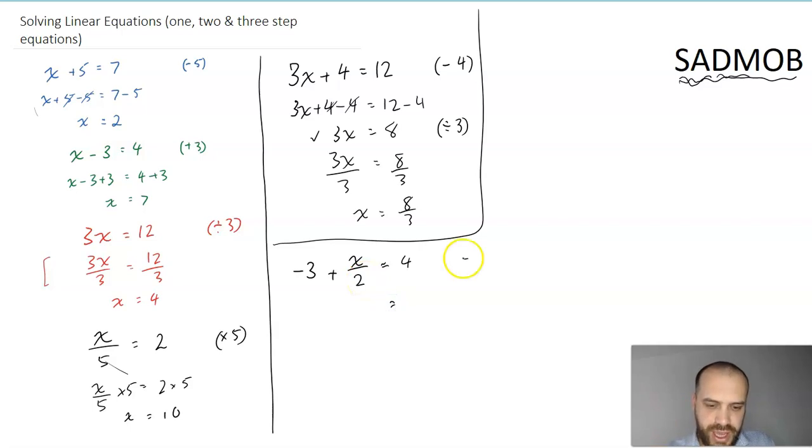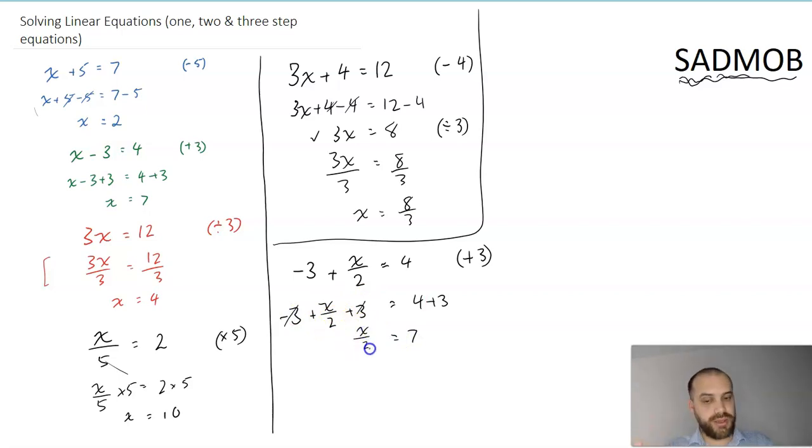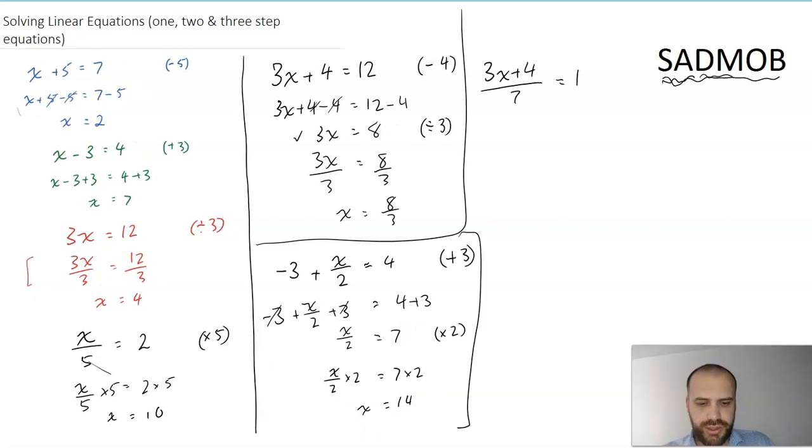So we need to add 3 to both sides to get rid of this negative 3. Negative 3 plus x over 2 plus 3 equals 4 plus 3. Now, again, these cancel each other out. 4 plus 3 is 7, and we're left with x over 2. And now it's a one-step equation. x divided by 2 equals 7. We just multiply both sides by 2. x over 2 times 2 equals 7 times 2, 14. x equals 14. So those were two-step equations.